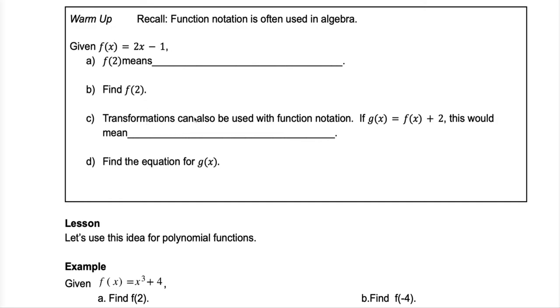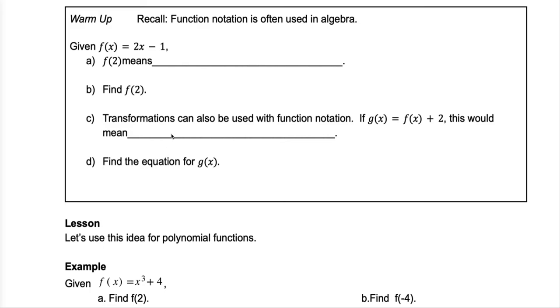Okay, so this is stuff that we should theoretically already know. Who should we go with? We should start with somebody. Let's go with Michaela. How about f of 2?